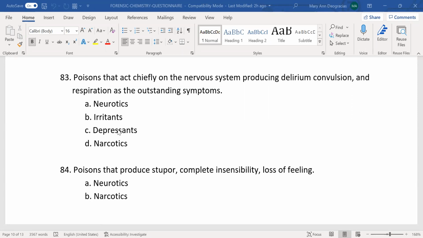Parang perfect yata ni Miss Heras yung itong exam ko ha.